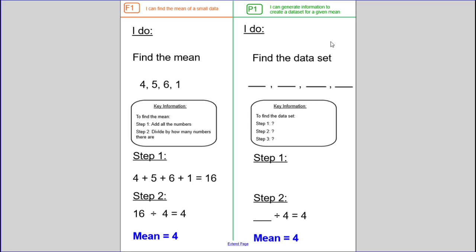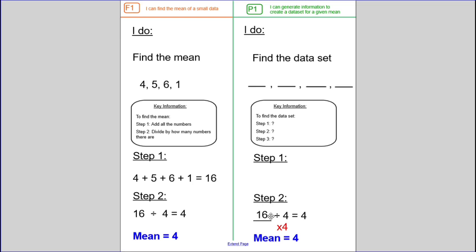So as you can see here, for the P1 example, we are finding the data set, and already I can see that that's very different to what I've done before, as I was used to finding the mean. So I've got 4 numbers here, and I've got my step 1 and my step 2 already written out. So as you can see, the numbers have to give me a mean of 4, and I've got something divided by 4 has to give me 4. If I compare with F1, the dividing by 4 actually came from the 4 gaps that we had in the question. So if I want to find that number, the only way I can find it is by multiplying by 4. So 4 times 4 is going to give me 16.